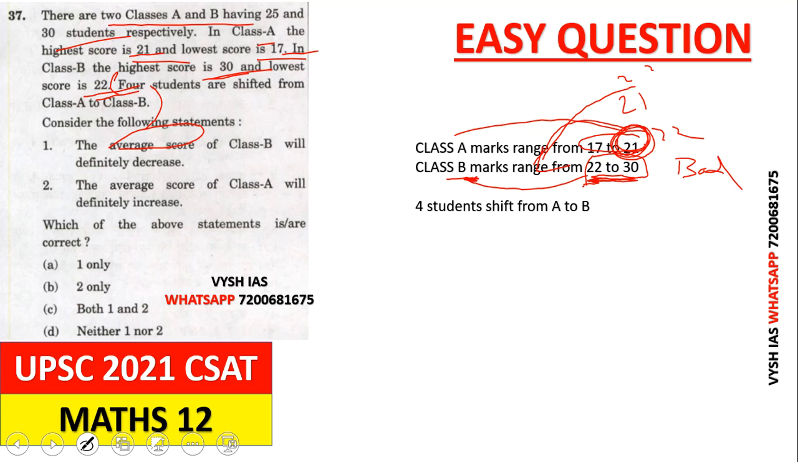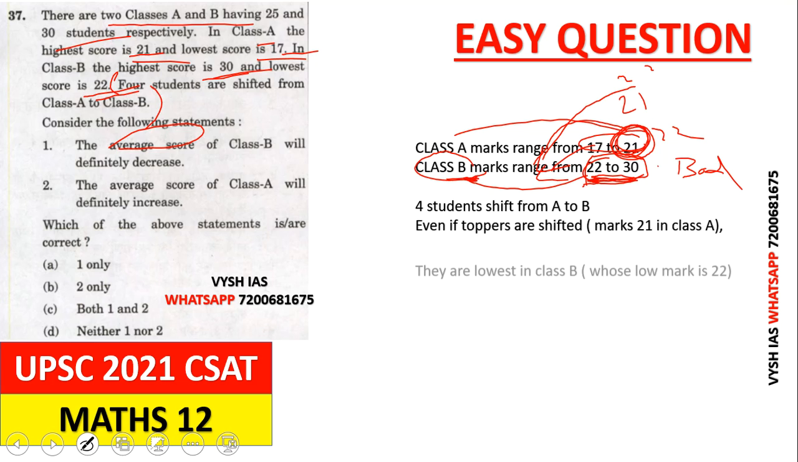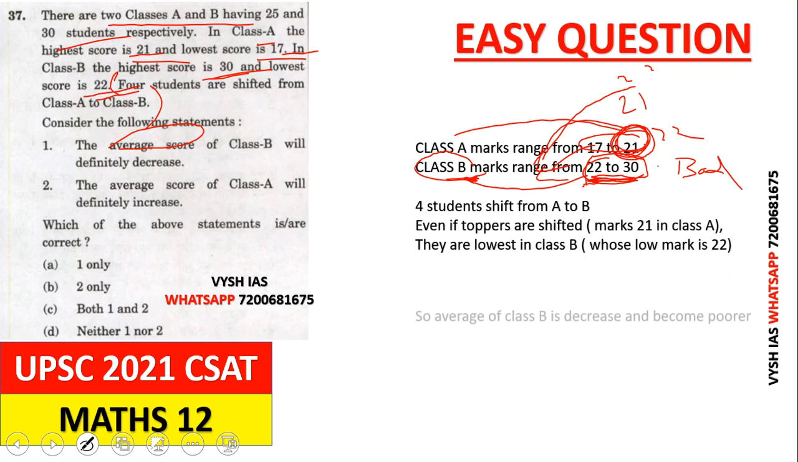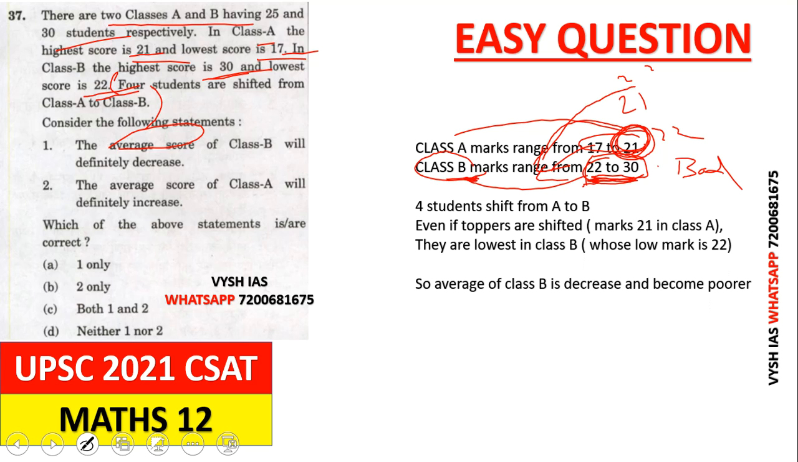What will happen to class B? Their average will reduce. You had a very good score, and you are sending poorer students here. Even if the toppers are shifted, they are the lowest in class B. So the average of class B will decrease and become poorer. This common sense is all you needed in this question. The average score of class B will definitely decrease. There is no doubt in that, because only poor students are going to come to your class.